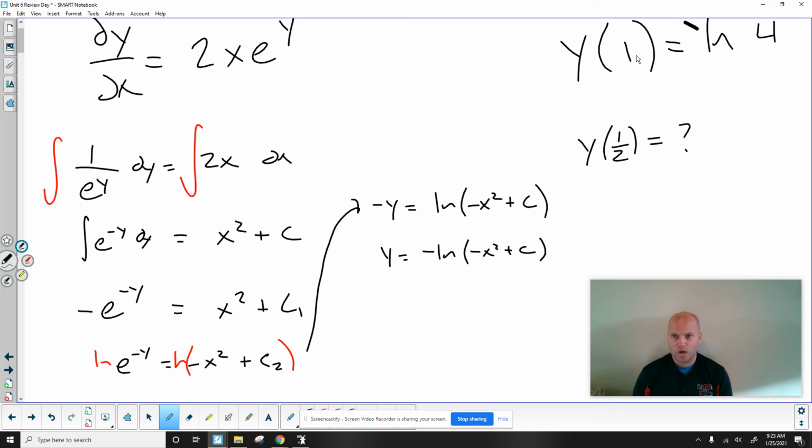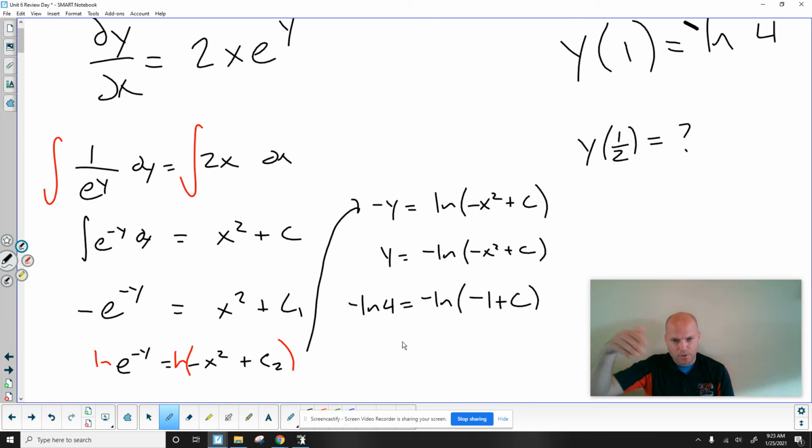I have the initial condition y of 1 equals negative log 4. Where some students might make errors is dealing with this negative x squared. Make sure you know order of operations: square the number first, then make it negative. So if I plug in 1, it's 1 squared times the negative, which makes it negative 1 plus c, not positive 1. A lot of people think, oh, negative 1 squared is positive 1. Not the case.